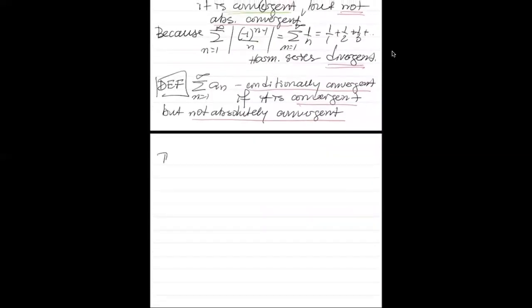A theorem: if sigma a sub n is absolutely convergent, that means the series with the absolute value is convergent, then it is convergent.